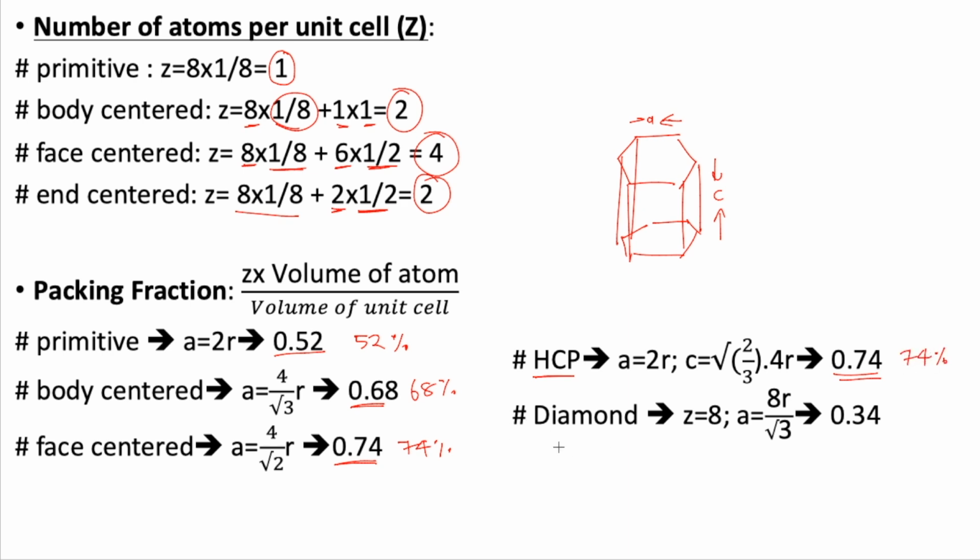Whereas for the diamond cubic system, or the diamond unit cell, here Z equals 8, meaning the number of atoms per unit cell is 8. The relationship between A and R is A equals 8R upon root 3, and the packing fraction is 0.34 or 34%.